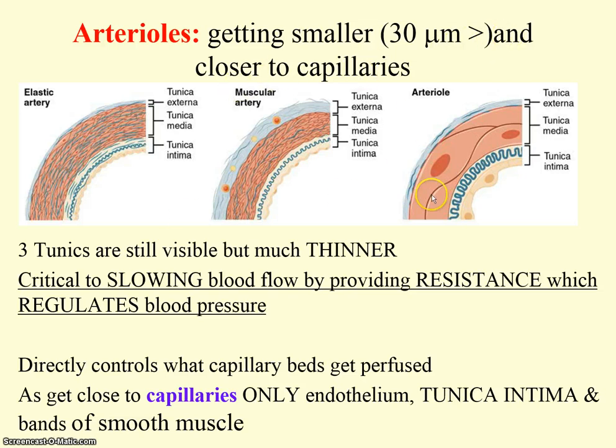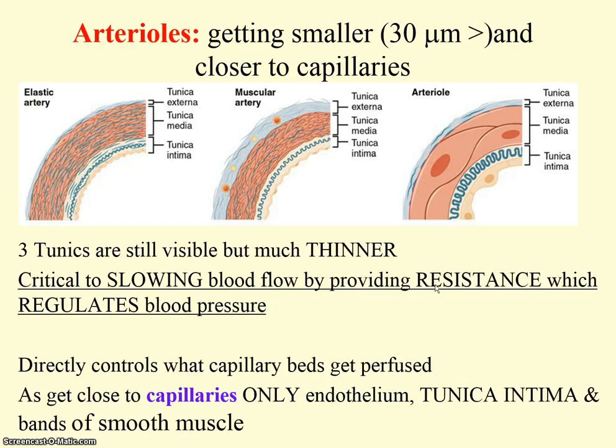So arterioles still have 3 tunics, so still the 3 layers that we talked about, but they are much thinner. They are very important for slowing blood flow down, and they do this by providing resistance. As we get smaller and smaller lumens, smaller diameters to the space blood is flowing through, the resistance will go up. And this means this will take away some of the force with which the blood is flowing.